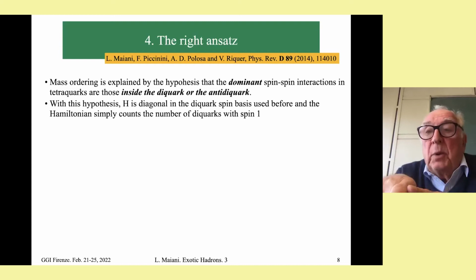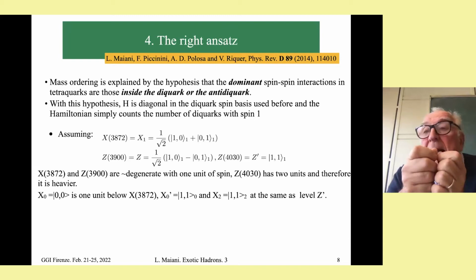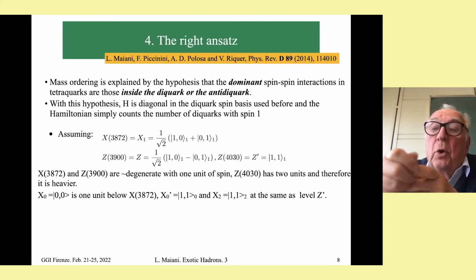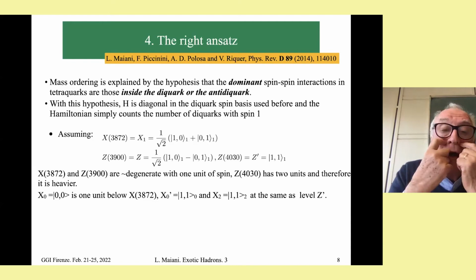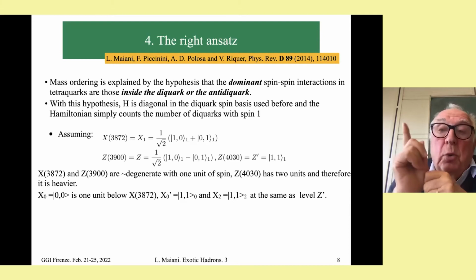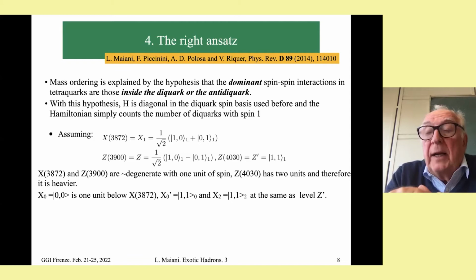Why is this a good solution? Because in this case, the dominant spin-spin interaction is between the light quark and the charm in the diquark, and the light anti-quark and the anti-charm in the anti-diquark. So essentially, the interaction counts the spin ones which are in the diquark and the anti-diquark. In the charge conjugation plus X you have only one unit of spin one. You have one unit of spin one in the Z 3900, but you have two units of spin one in Z prime. And so Z prime is heavier than Z and X.